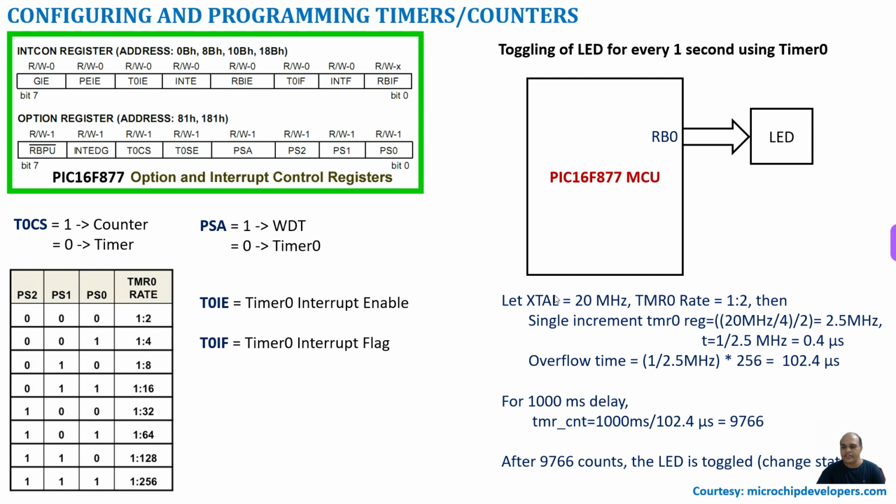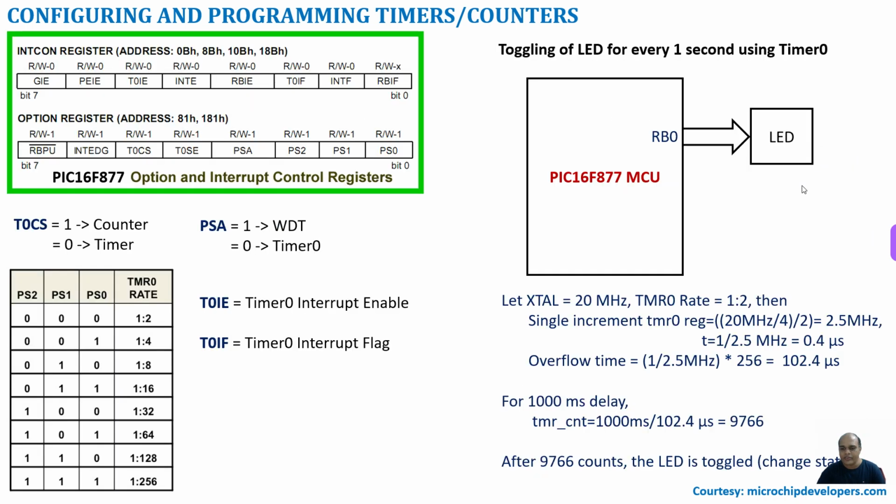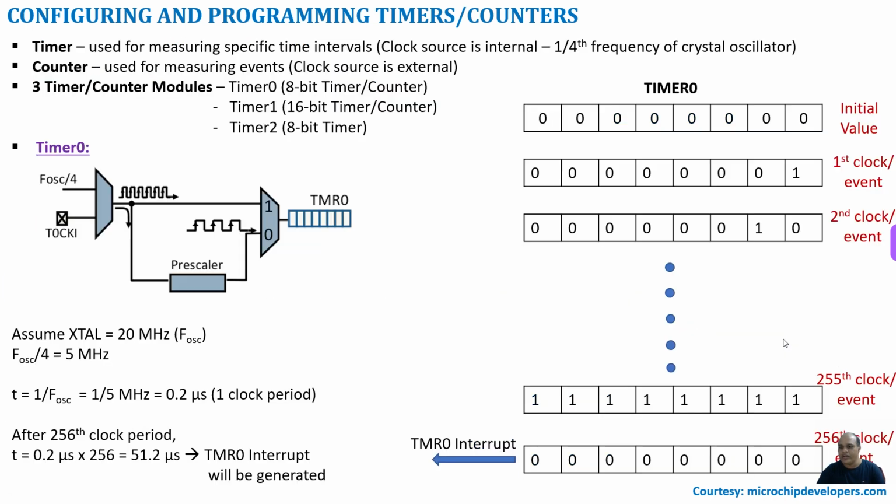If I take a crystal frequency of 20 MHz, and my prescaler value PS2, PS1, PS0 is set to 0, 0, 0, then it is a 1:2 rate. So Timer 0 rate is 1:2. For a single incrementation to happen, let us calculate 20 MHz divided by 4. Since it is 1:2, I divide it by 2, so it becomes 2.5 MHz. So the time period is around 0.4 microsecond. So it takes 0.4 microsecond for the timer to increment by one.